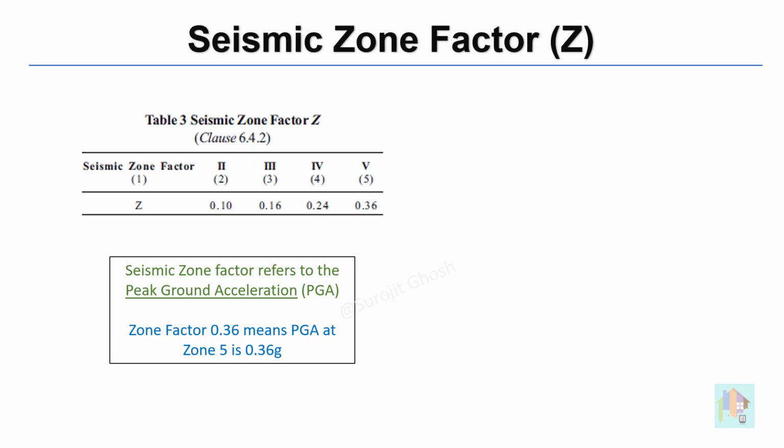For each zone, peak ground acceleration is recorded, and a reasonable value is used as the zone factor. For seismic Zone 5, the factor is 0.36, which means a peak ground acceleration of value 0.36 G is expected in this zone, whereas the same PGA in seismic Zone 2 is just 0.1 G. This is an estimated value, and there is a chance that during an earthquake, peak ground acceleration might cross this limit.